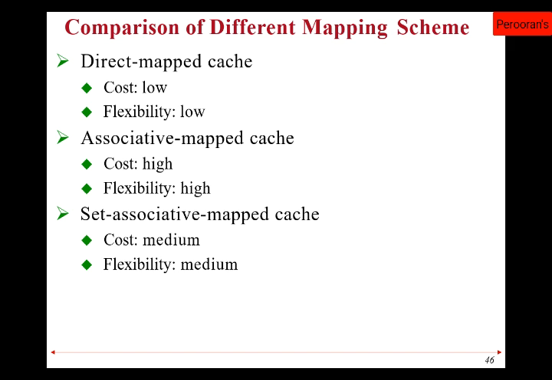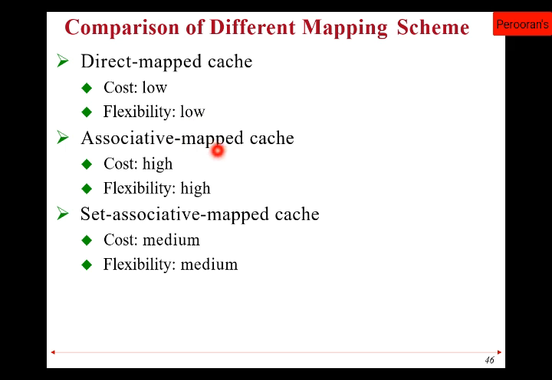Now we will see the comparison of different mapping schemes. We have seen three techniques: direct mapping, associative mapping, and set associative mapping. In direct mapping, you can see the cost is very low and the flexibility is also low. The cost is low because it is very simple, so naturally we don't need any hardware circuitry to implement that logic. But the flexibility is low because you have only fixed blocks to place.